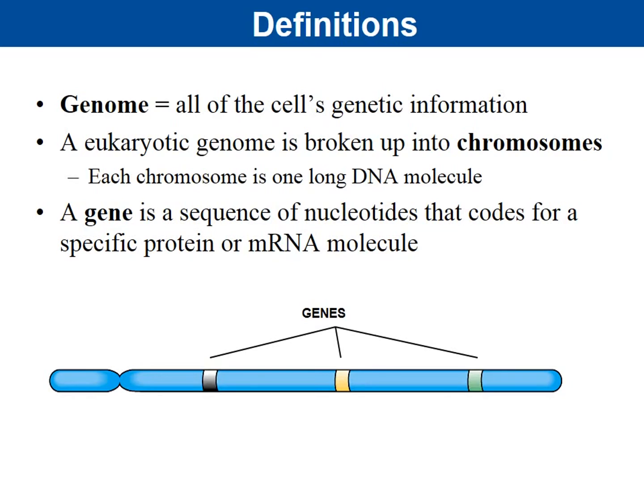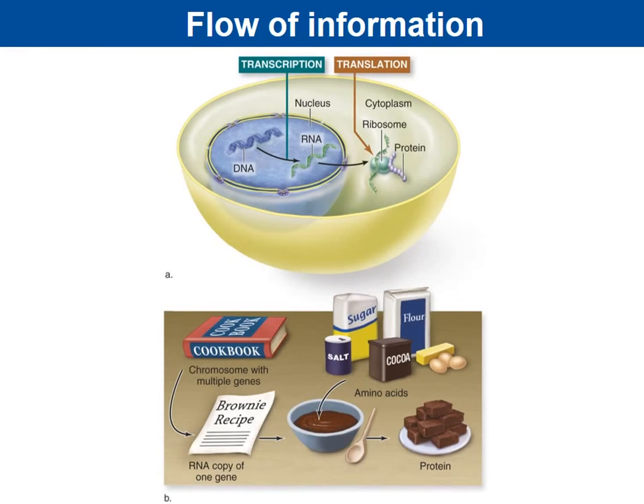Now, if you look at a particular chromosome, along the chromosome are what are called genes. A gene is a specific sequence of nucleotides that codes for a protein or an mRNA molecule. So it's going to be the coding portion of the DNA. Only a small percentage of the human genome actually codes for proteins, only about 1.5%. So if you look along a chromosome, you're going to see these genes spread out and spaced along a eukaryotic chromosome. Now, the flow of information is going to be DNA codes for protein.